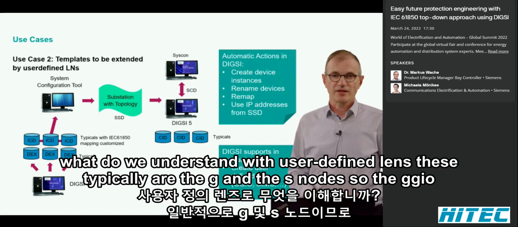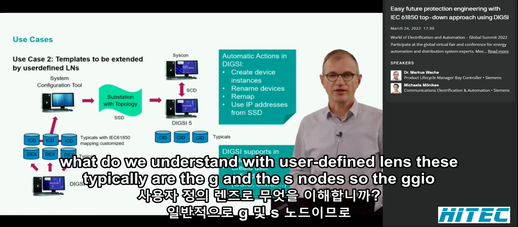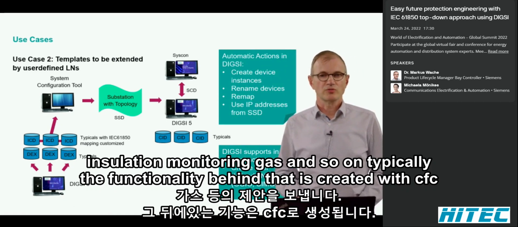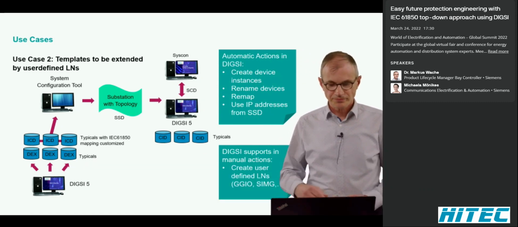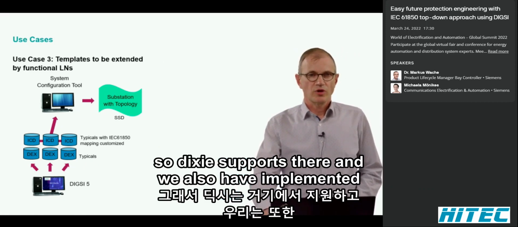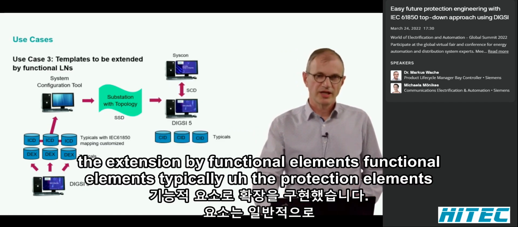What do we understand with user-defined LNs? These typically are the G and the S nodes. So the GGIO as a general logical node for results from CFC. The sensor nodes, for example, sensor for insulation monitoring, gas, and so on. Typically, the functionality behind that is created with CFC. So DIGSI supports there. And we also have implemented the extension by functional LNs.